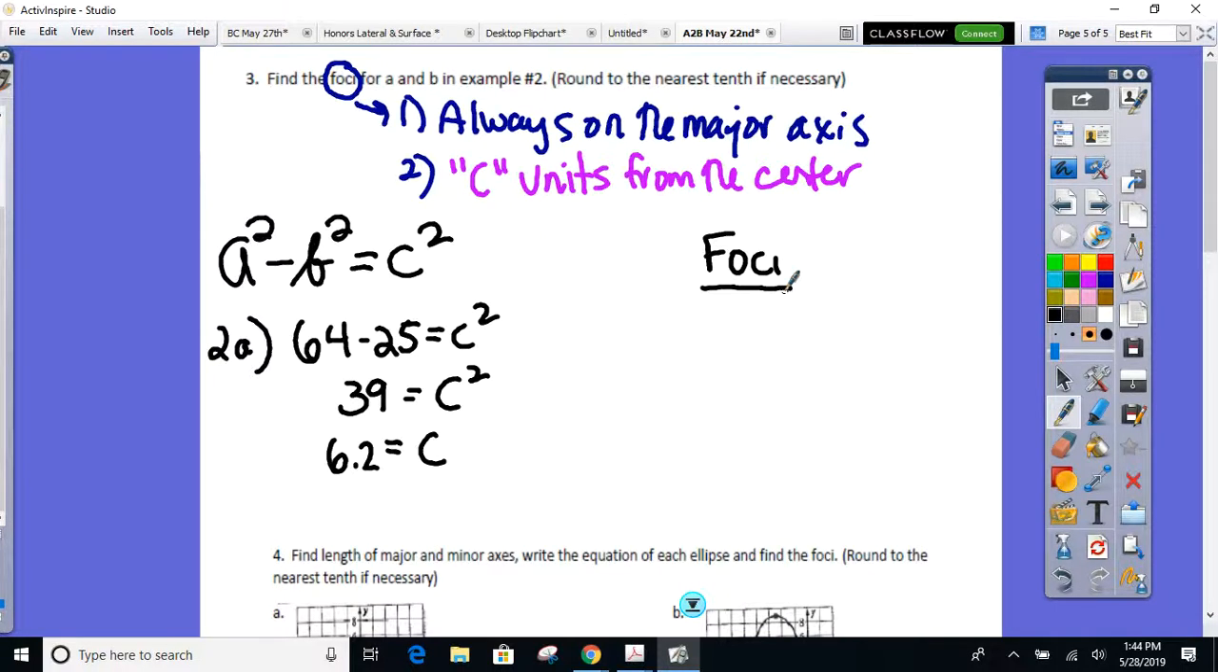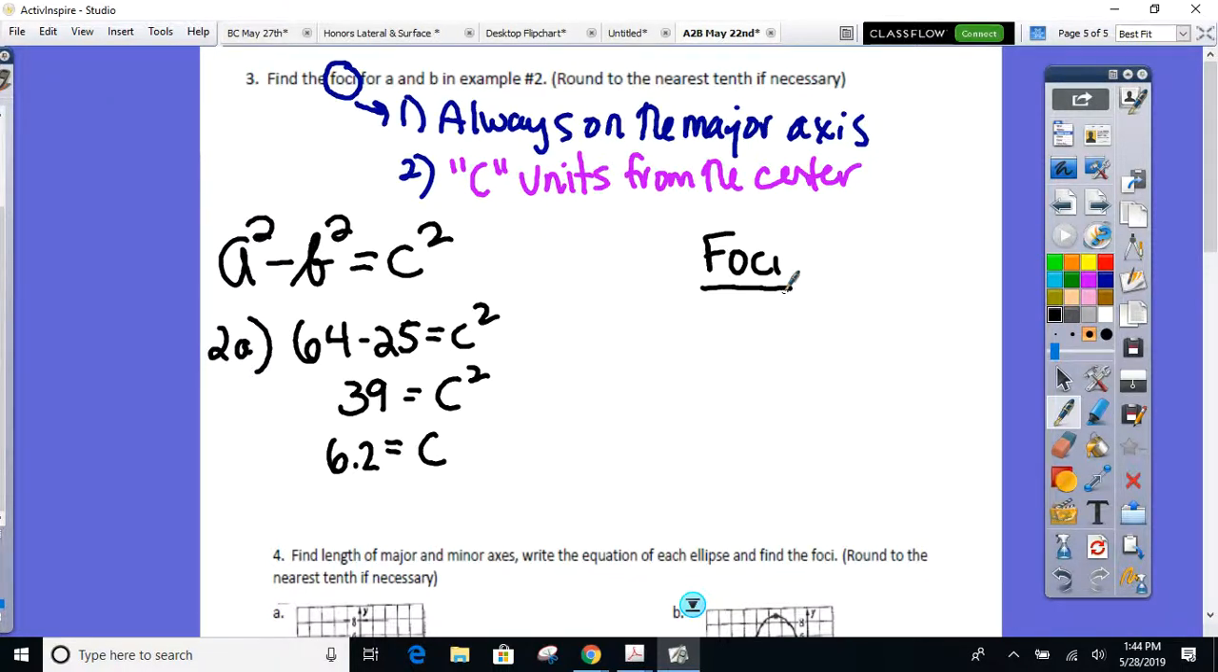What was our center? For number 2a, what was our center? 0, 0, right? So here's my question to you. Do I go up, down, or left and right? Where are they always located? Major axes. Go back to problem 2a. So it's going to be left and right. What was our center again? 0, 0. So let's all go to the right 6.2 units from 0, 0.